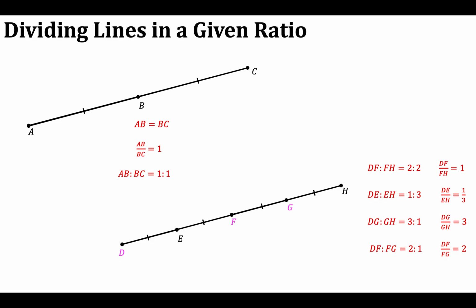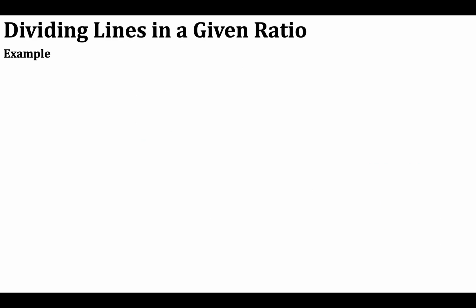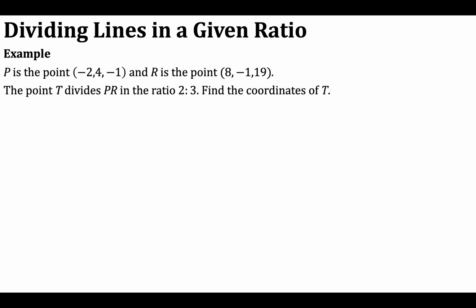So now we've done a wee bit more work around ratios and lines, let's have a look at an example of dividing lines in a given ratio. So P is the point (-2, 4, -1), and R is the point (8, -1, 19). The point T divides PR in the ratio 2 to 3, and we want to find the coordinates of T. So let's firstly think about the scenario we've been given. We've got this line, PR, and we know that T divides PR in the ratio 2 to 3. So that means that PT to TR is equal to 2 to 3.